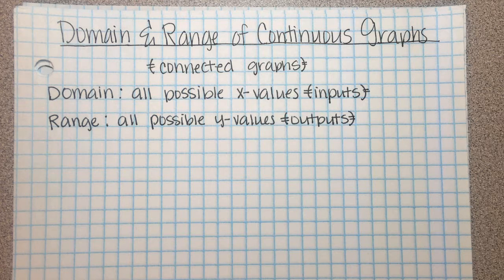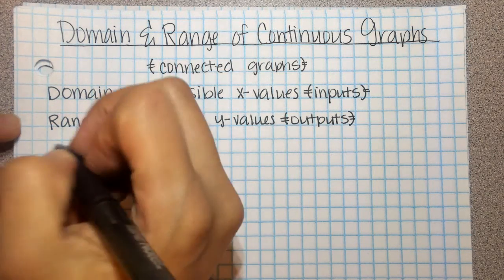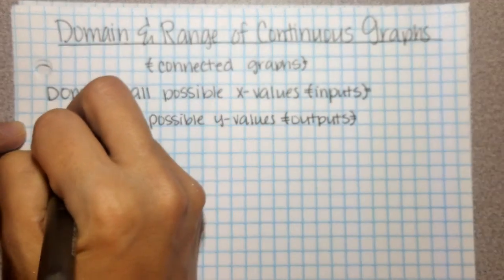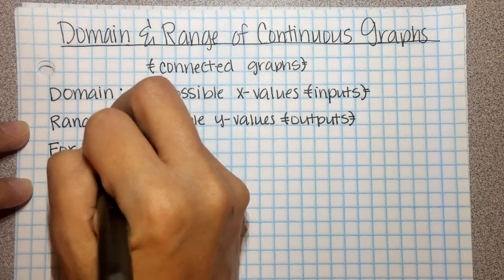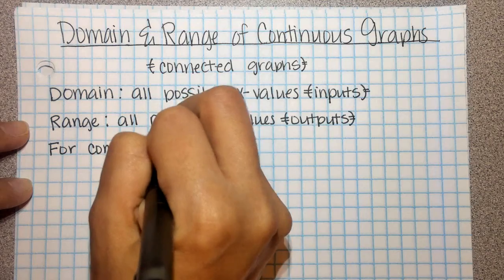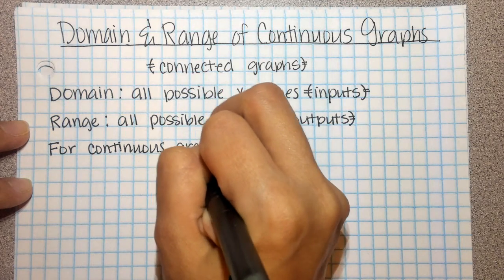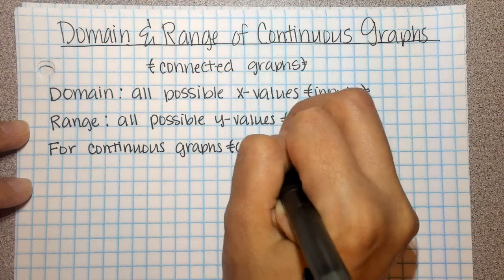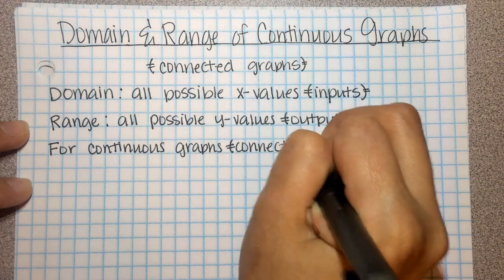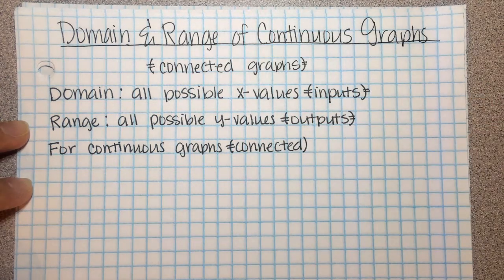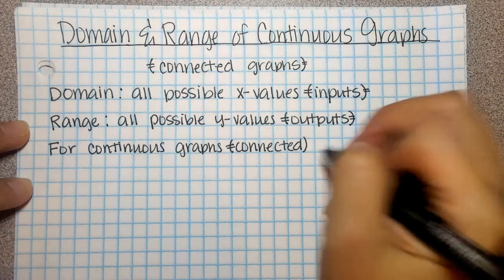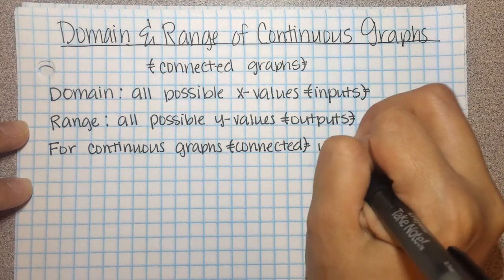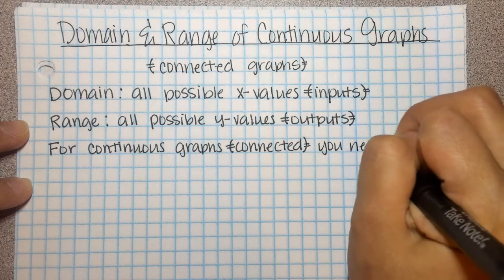All right, so just like last time we did it in a list, this time because it's a connected graph, we're going to write it as inequalities. So for continuous graphs, and again that means connected, you need to write as an inequality. So we cannot just list it out.